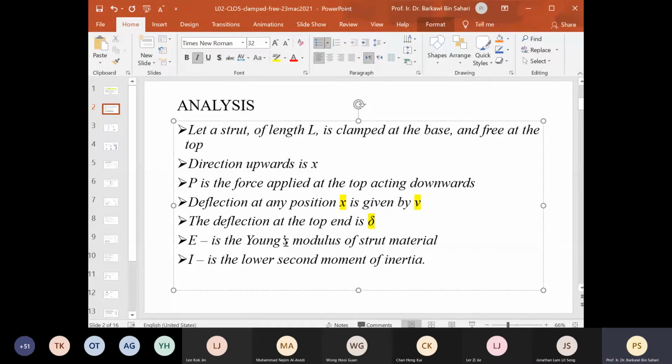And E is the Young's modulus. I is the second moment of area in the direction of bending. Okay, these are the terms used in the analysis.